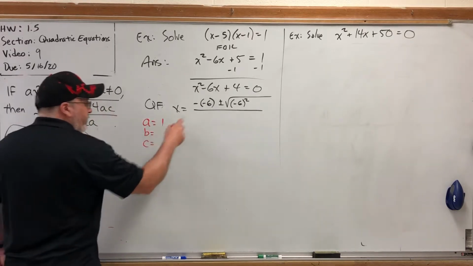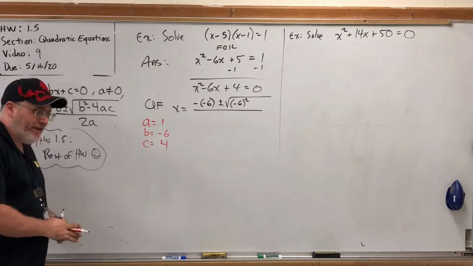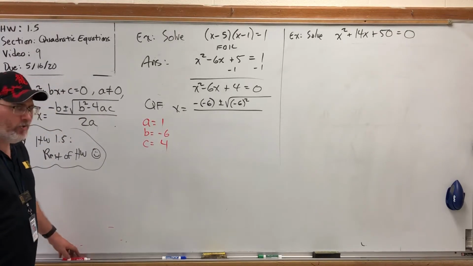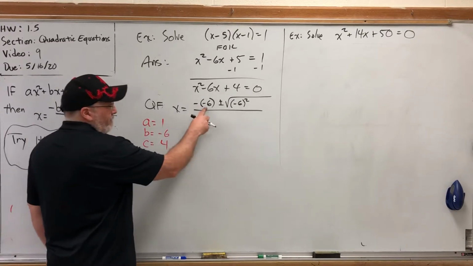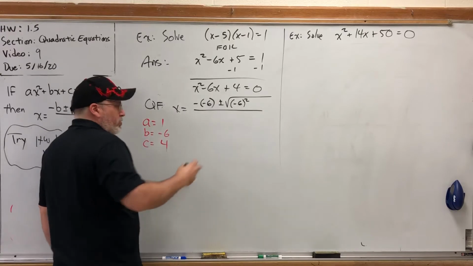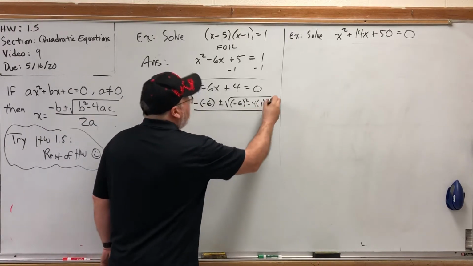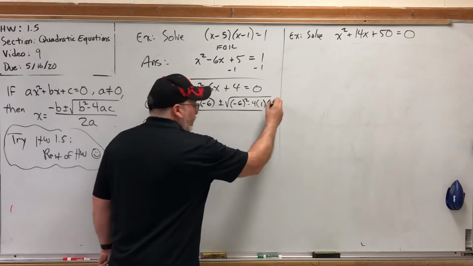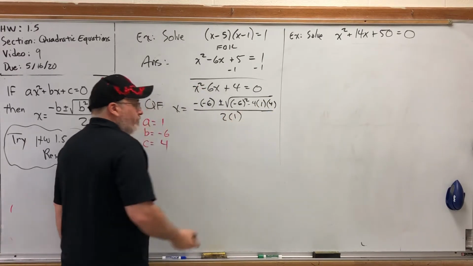The a is 1, the b is negative 6, the c is 4. I mentioned that it's important to make that identification. You should do it before you start setting up the quadratic formula. So let's continue. Negative b plus or minus the square root of b squared, so negative 6 squared, minus 4 times a, which is 1, times c, which is 4, all over 2a, so 2 times 1.